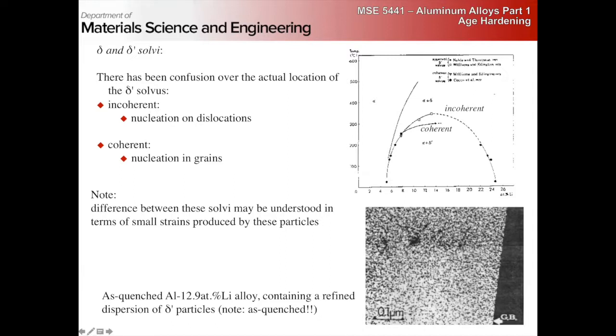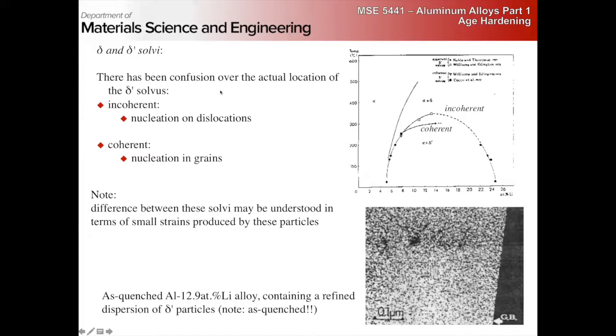What I want to point out here is a very refined dispersion of the delta prime particles in aluminum lithium alloy, and this is in the as-quenched state. I haven't aged this. Just quenching allows the formation of these particles, which we can then grow to nice spherical particles by coarsening.